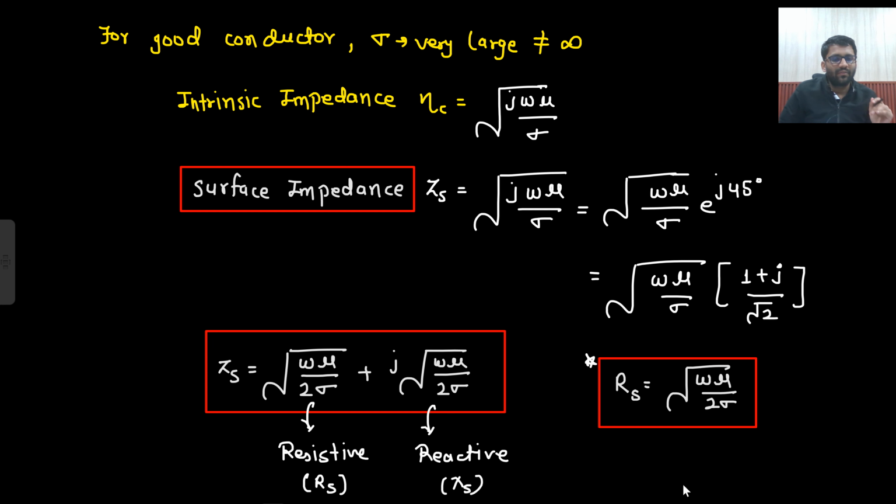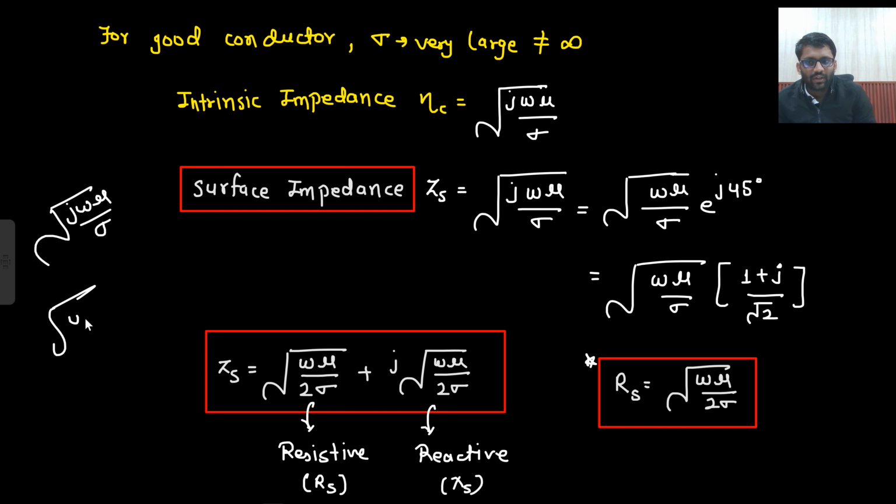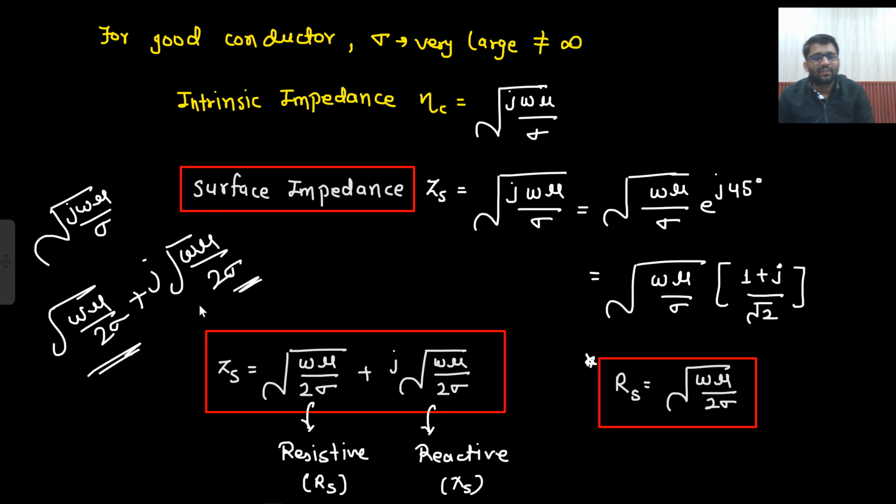But is it something new that you are learning? No, this is something that you already know. You already know the intrinsic impedance, j omega mu upon sigma, and that equals the surface impedance. Now I need to take the real part of it, so I write j omega mu upon 2 sigma. So this is the resistive part, and the inductive part, or reactive part, is also the same. Just take the under root 2 of it, j omega mu upon sigma. That's it. So this is the resistive part.